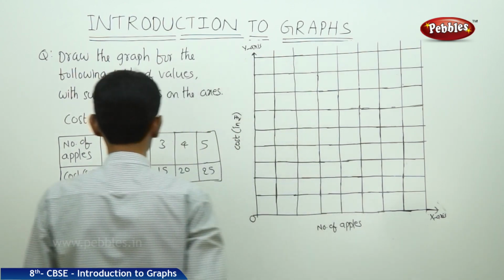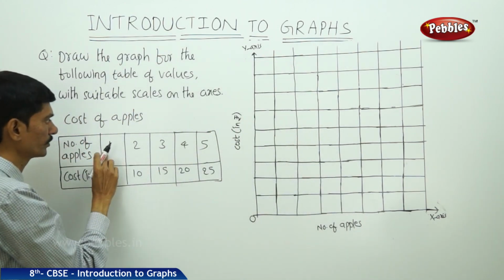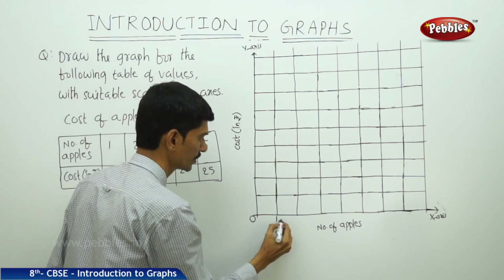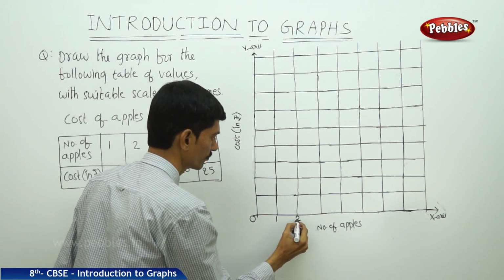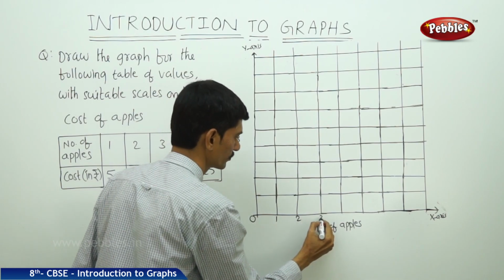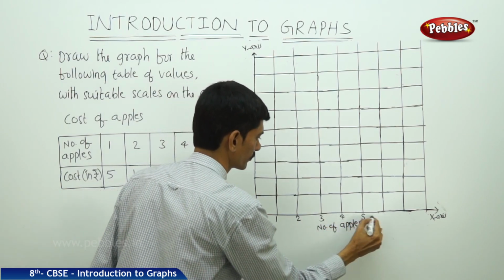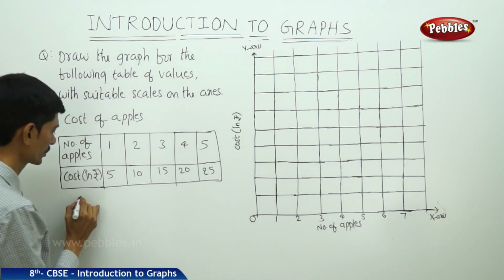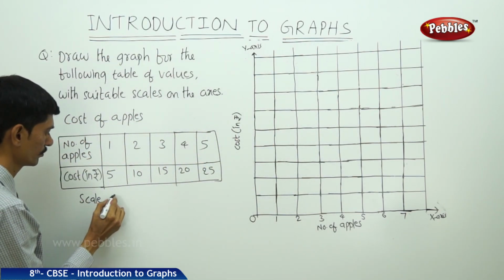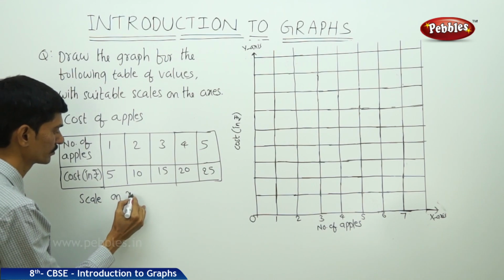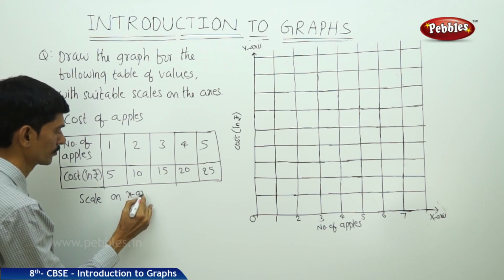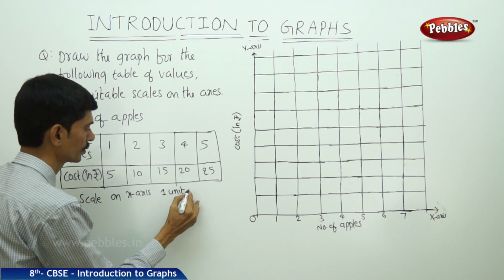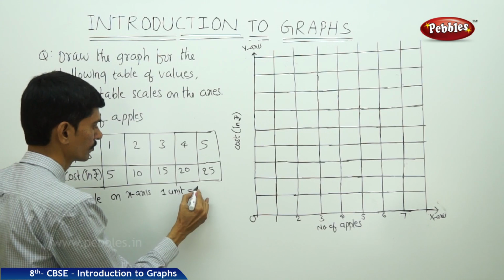Now, on the horizontal line we can take 1, 2, 3, 4, 5 and so on. So 1 unit equals 1 apple on the horizontal line. Now the scale on the x-axis: 1 unit equals 1 apple.